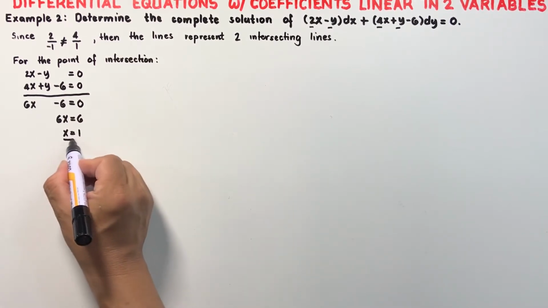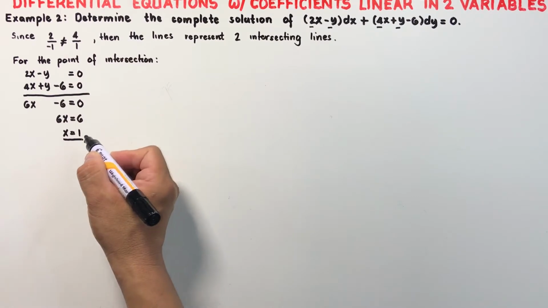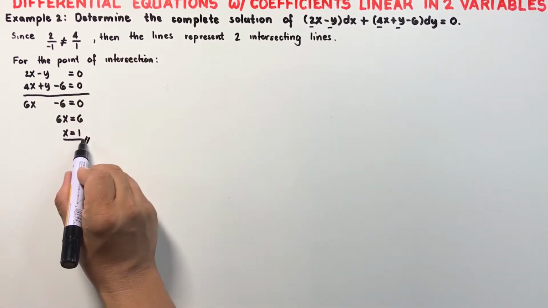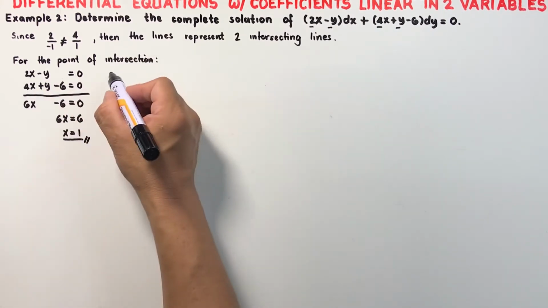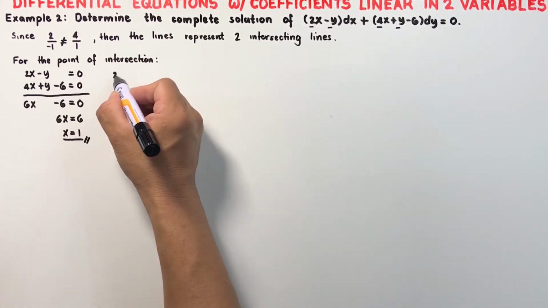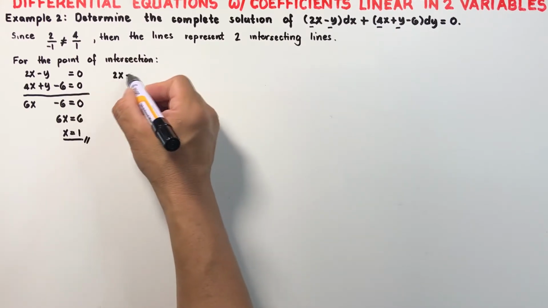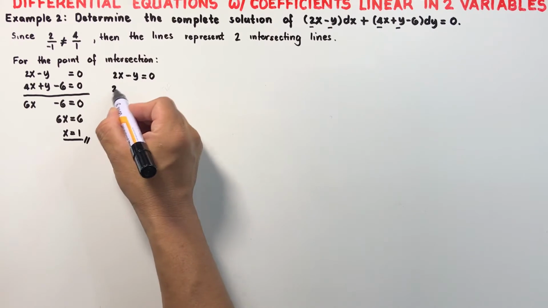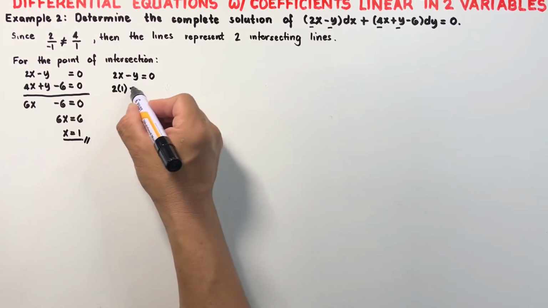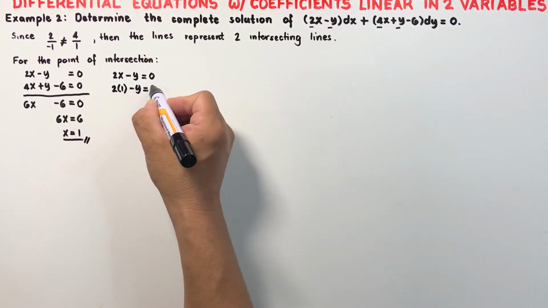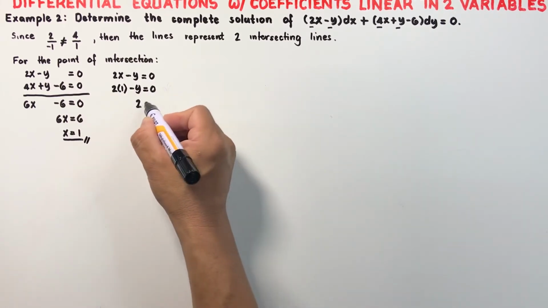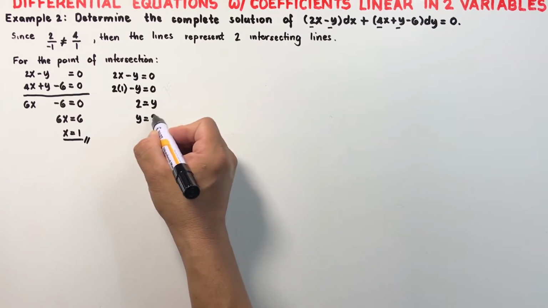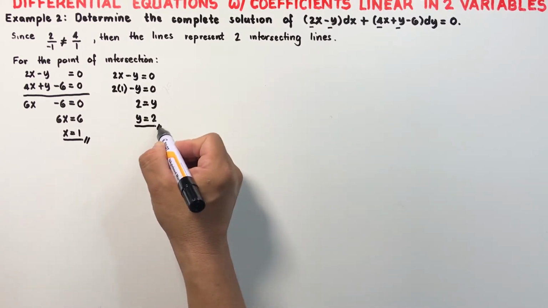So since our x is 1, we can solve for our y by substituting this x equals 1 to any of the equations. So suppose we use the first equation, 2x minus y, which is equal to 0, and our x is 1. So we have 2 times 1 minus y is equal to 0. So this is 2, which is equal to y. Therefore, we know that our y is equal to 2.